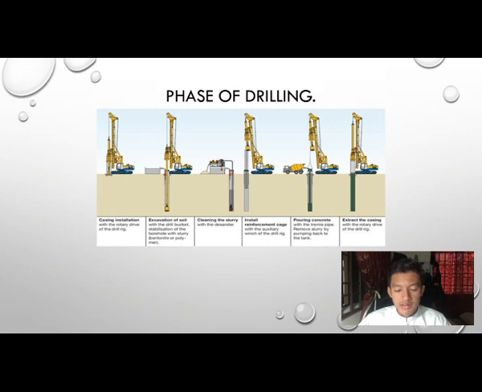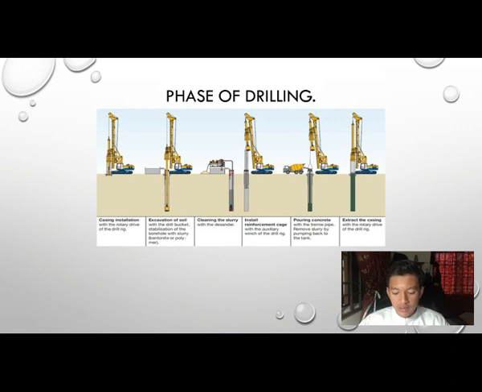Okay, the next slide is about phase of drilling. There are a few phases of drilling. So the first is casing installation with the rotary drive of the drill rig. Next, excavation of soil with the drill bucket, stabilization of the borehole with slurry, bentonite or polymer. The third one is cleaning the slurry with the descender.